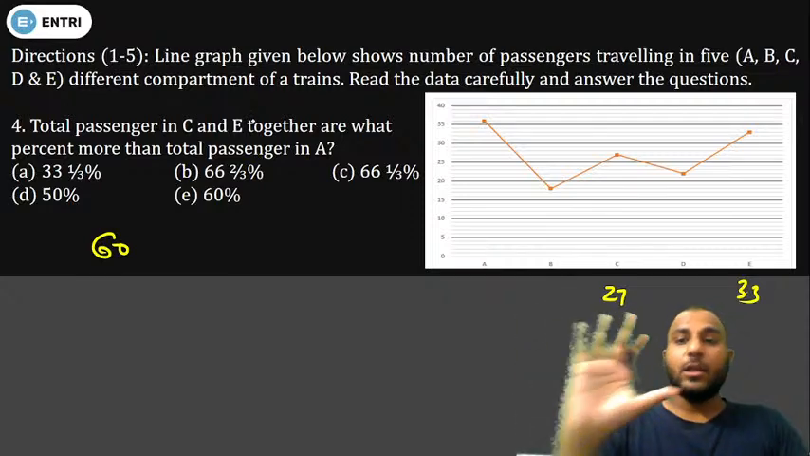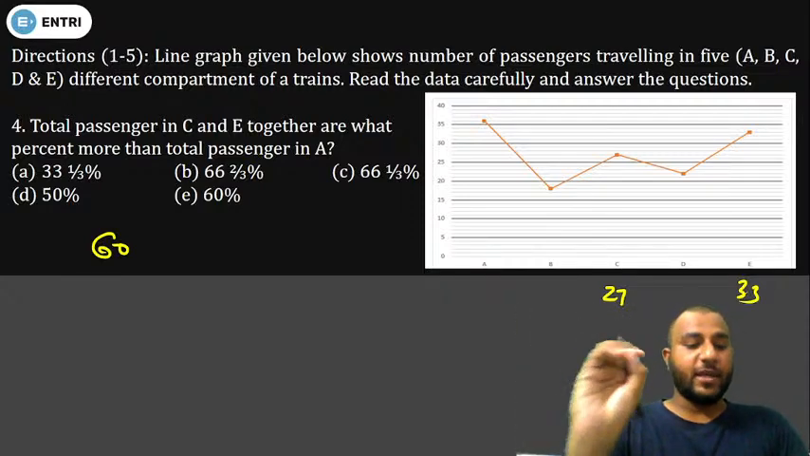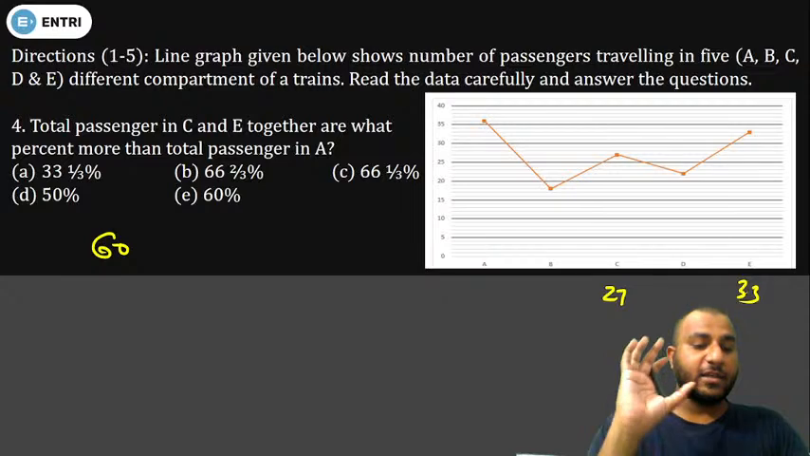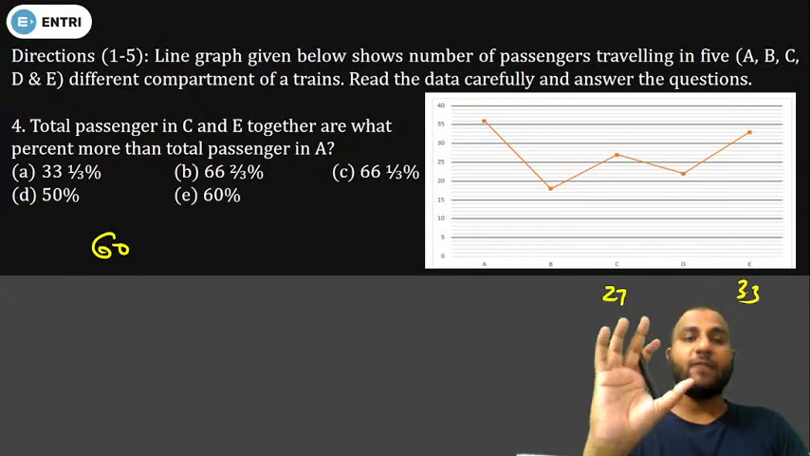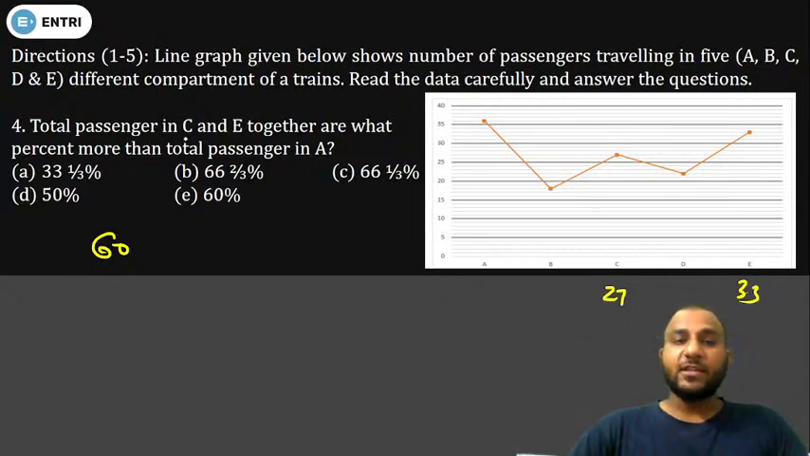So guys, look at this question. It is a very important question. Yes, Venki, yes, Sajumol, very, very well. So total passengers in C and E: C has 27 passengers, E has 33 passengers. That makes the total of 60. C and E together are what percent more than total passengers in A.